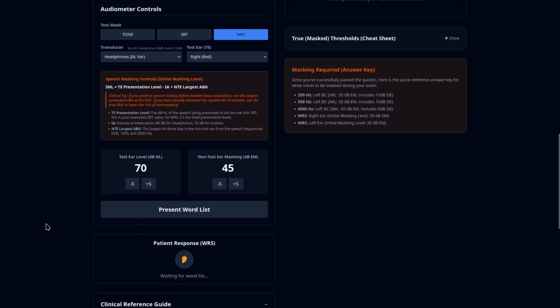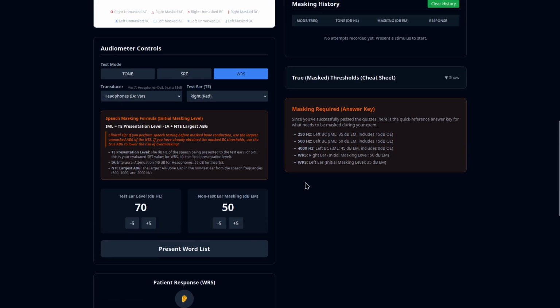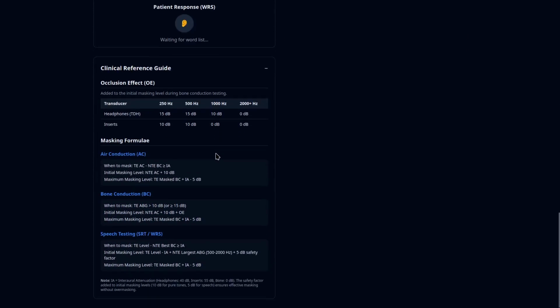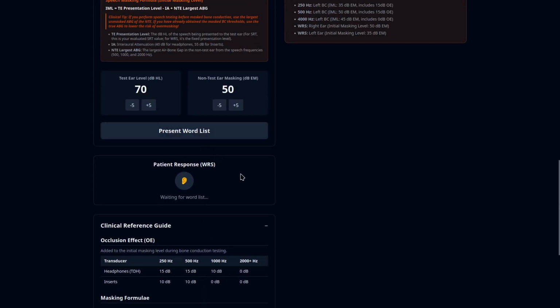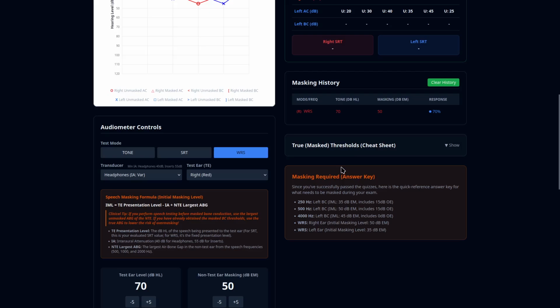So I figured out the discrepancy here. We need to add our safety factor of 5 dB, and that helps us match up with our initial masking level here. I think it's just our speech masking formula. It doesn't have our safety factor built in, but if we go down to our clinical reference guide at the bottom, it does have our safety factor built in there. So I'll have to fix that minor little hang up. So we have the appropriate word list, and then we've got a response here.